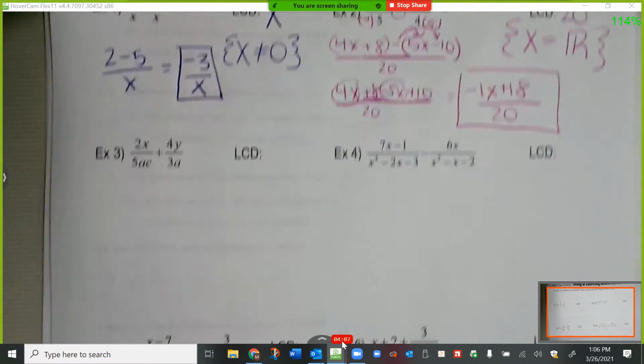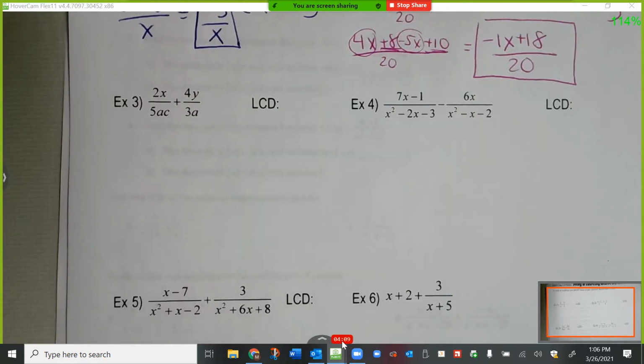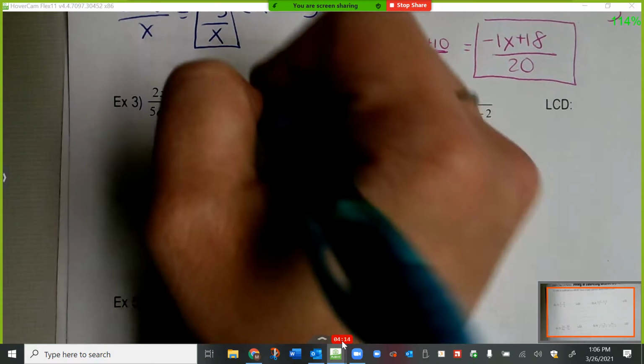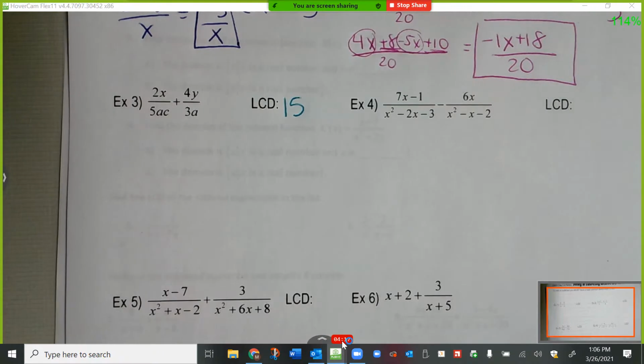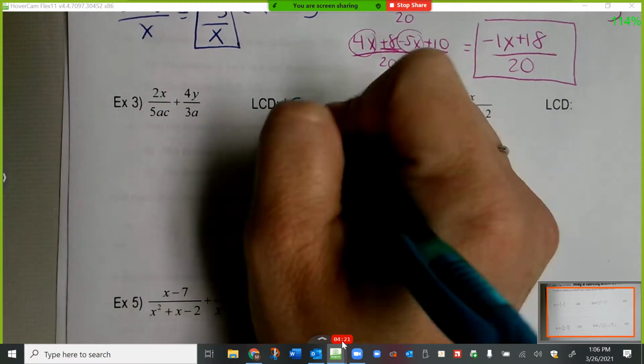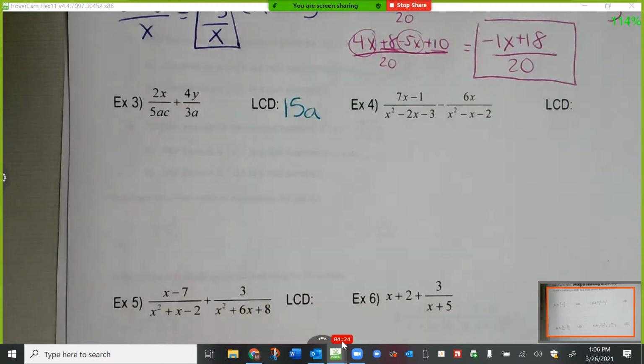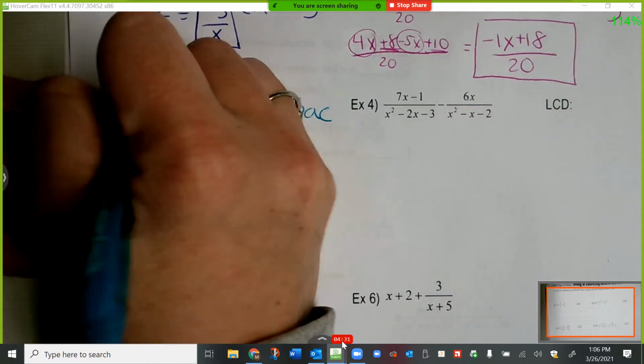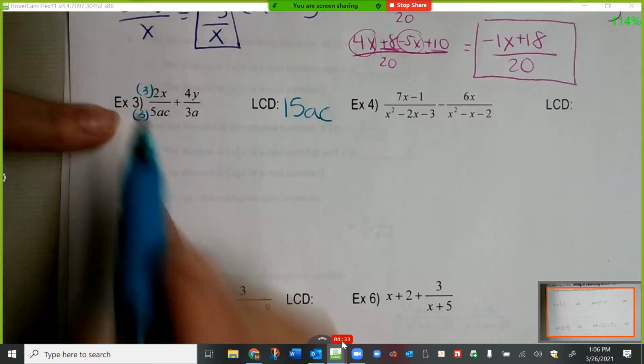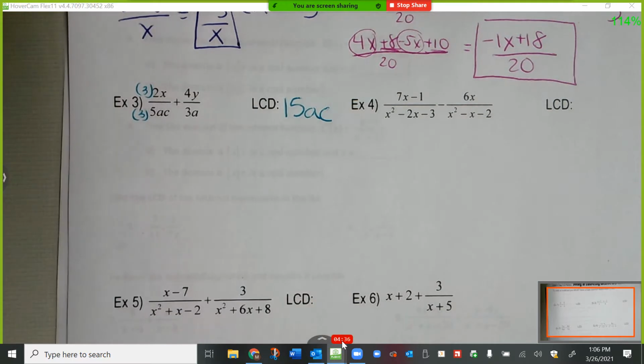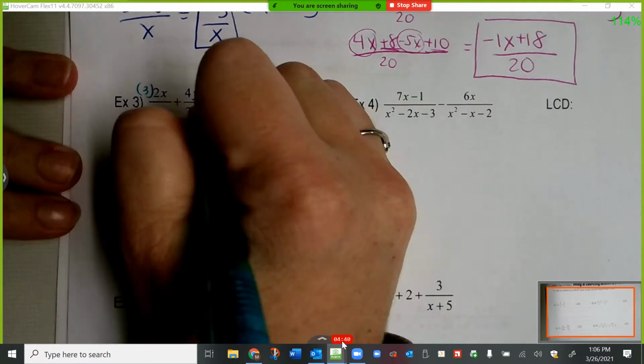Okay, look at number 3. What do you think our least common denominator is going to be? 15 is the number, but there's more to it. Just A and a C. Because I can multiply the left side by 3, and that will become 15AC, correct? What would I multiply the right side by to make it become 15AC?